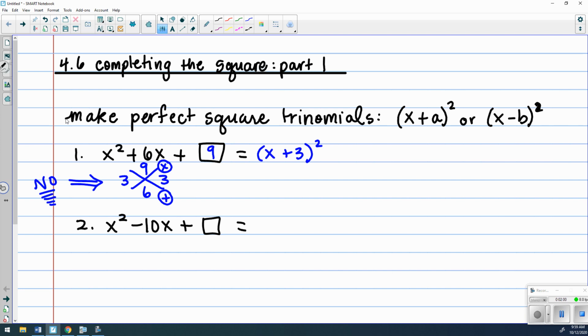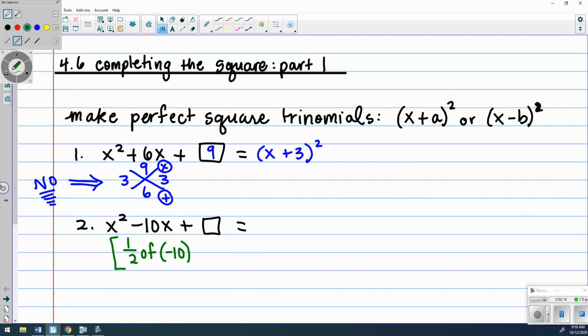So, have any ideas? Any good ideas? What you're going to do in order to figure out what number will complete the square is take half of your middle term, in our case negative 10, and then square it. Half of negative 10 is negative 5, and negative 5 squared is 25. Notice that when you're completing a perfect square trinomial, your last term is always going to be plus something, or positive. That comes from the fact that when you square a negative, it becomes positive. When you square a positive, it stays positive.